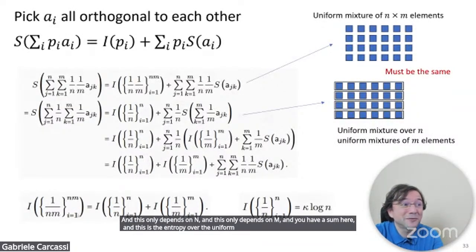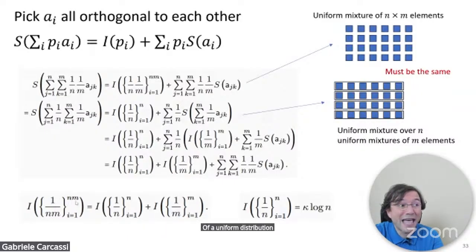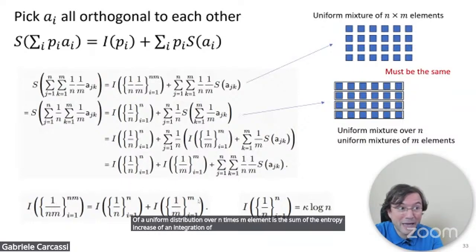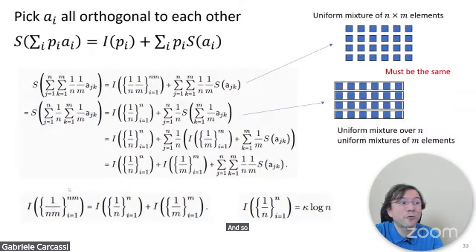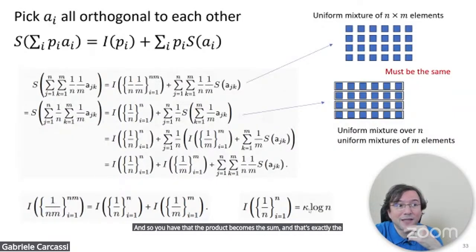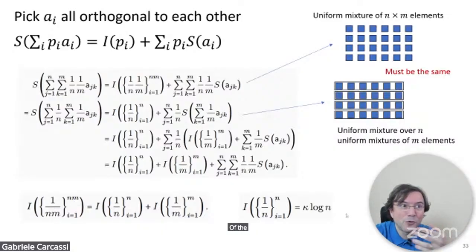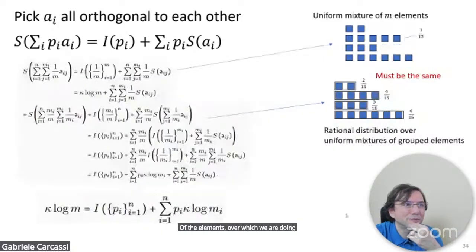So you're going to be able to say that the increase in entropy of a uniform distribution over n times m elements is the sum of the entropy increase of a distribution of n elements and one of m elements. And so the product becomes the sum, and that's exactly the property that the logarithm gives you. So you're going to be able to say that the increase of entropy over a uniform distribution is going to be some constant times the log of the number of elements over which we are doing the uniform distribution.